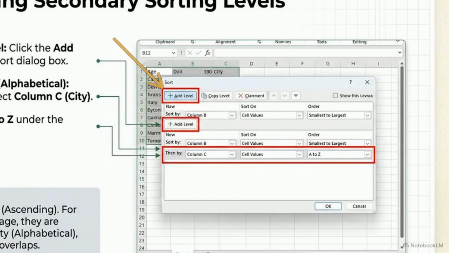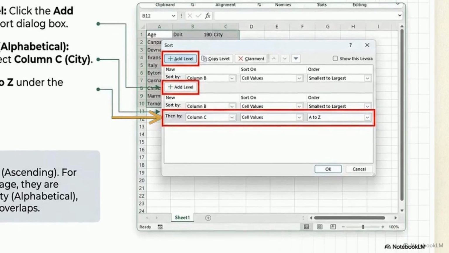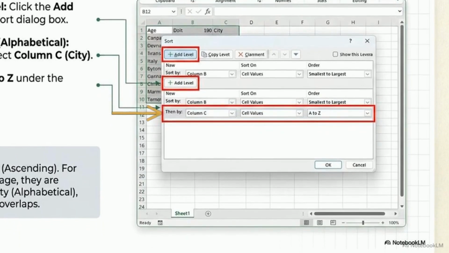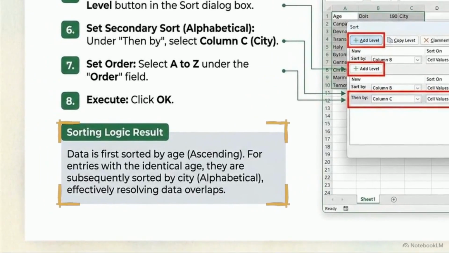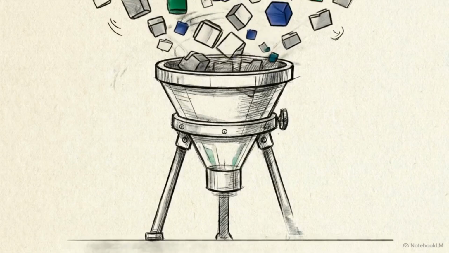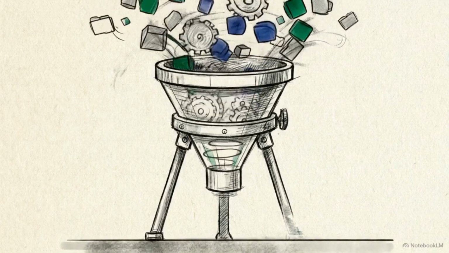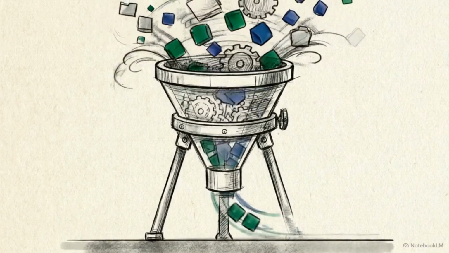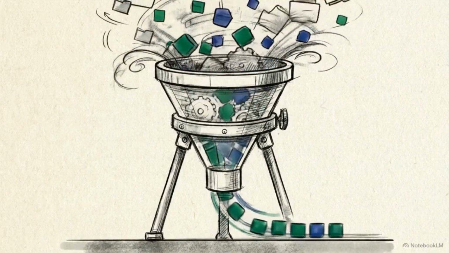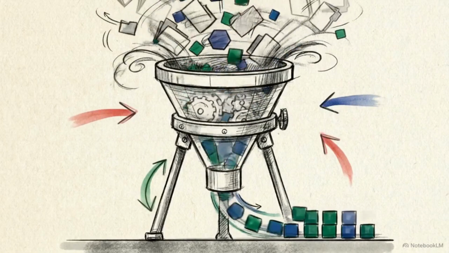Build this by clicking Add Level, which creates a Then By row. By setting this secondary rule to sort alphabetically by city, Excel organizes by age first, only falling back to city to break a tie. This multi-level approach acts as a precise filtration system. It keeps massive tables perfectly organized, row by row, no matter how much your data overlaps.